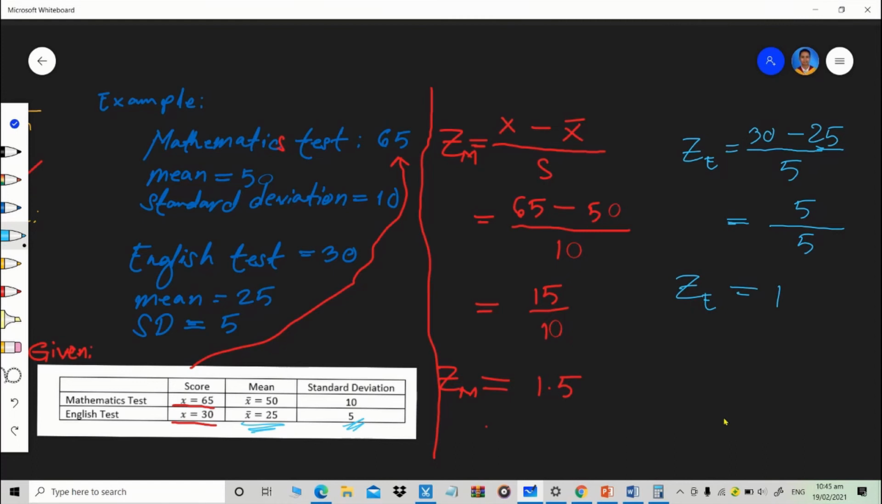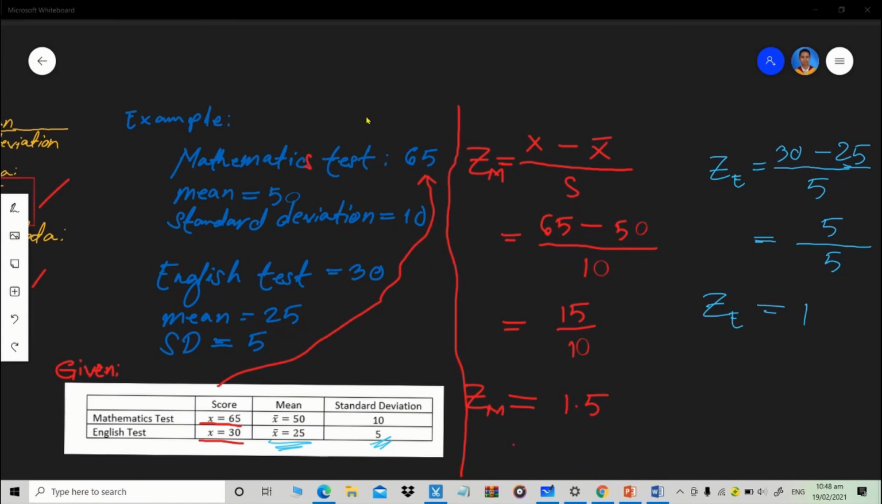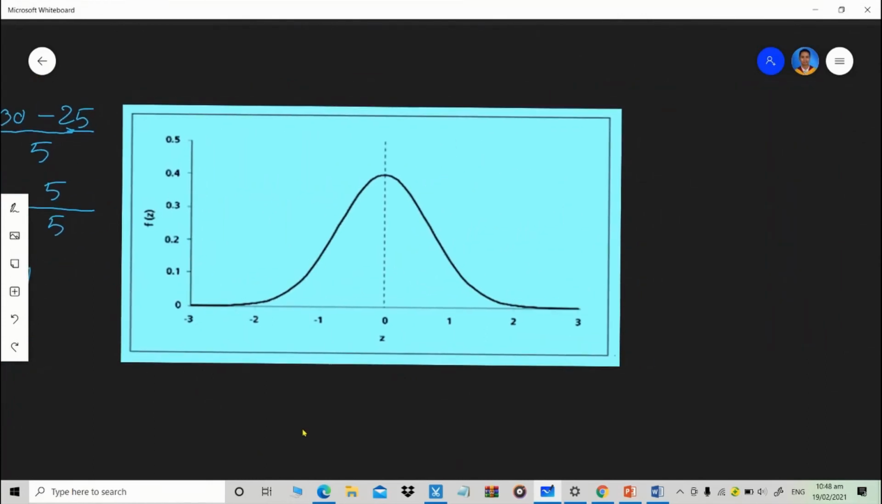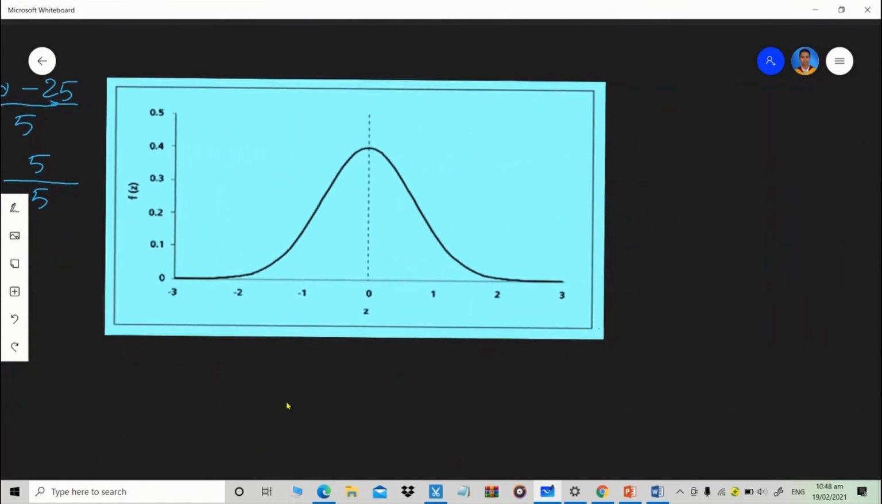Okay ngayon. So dahil nakuha na natin yung z-score ng dalawang test, mathematics test and English test, so pwede natin i-compare. Converted na yung two different samples in z-score. So this time, pwede natin i-compare yung dalawang different samples. So paano natin i-interpret yan ngayon? Bago natin interpret yan, balik tayo sa graph, sa normal distribution.